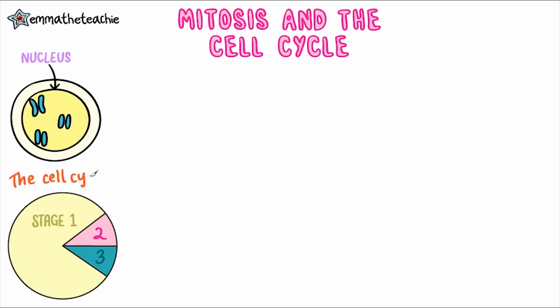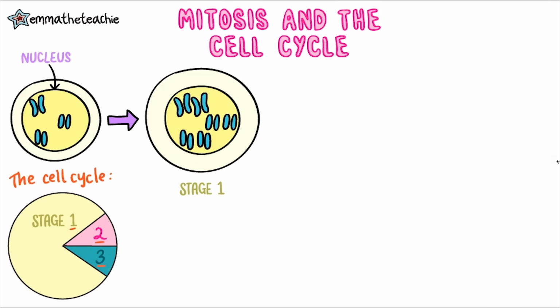The cell cycle is split into 3 parts: Stage 1, Stage 2, and Stage 3. We're going to look at each stage in turn to understand how they work together to produce new cells. Let's start with Stage 1. You can see from the pie chart that Stage 1 is the longest of the 3 stages. In preparation for cell division, it has a lot to do.